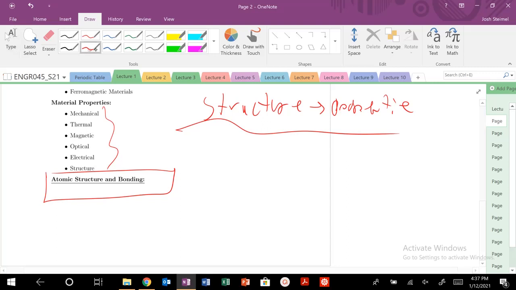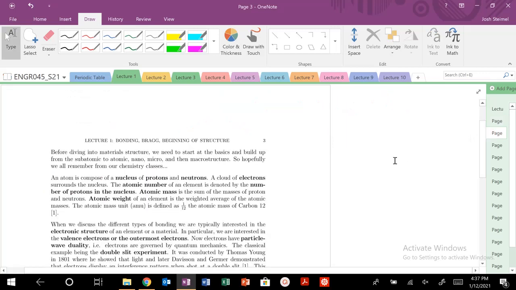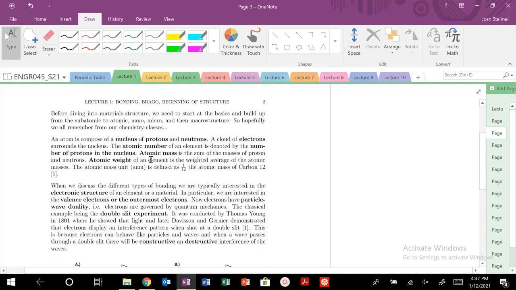Now let's get into kind of a review, hopefully, of atomic structure and bonding. We're going to start again at this atomistic length scale in order to understand materials. Again, we're going to go from atomic to nano to micro and then macrostructure. So an atom is going to be composed, hopefully again this is review, of a nucleus, which has protons and neutrons.